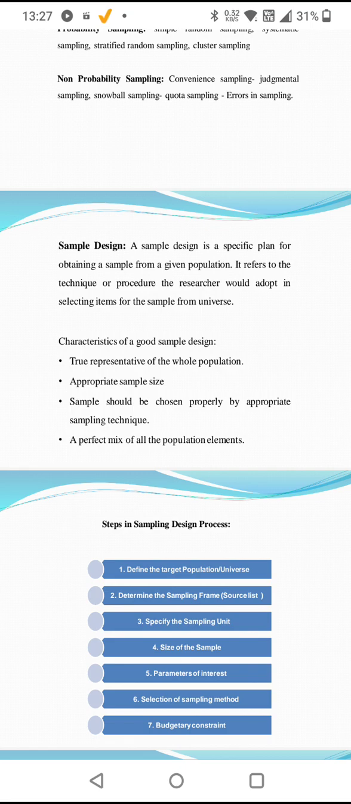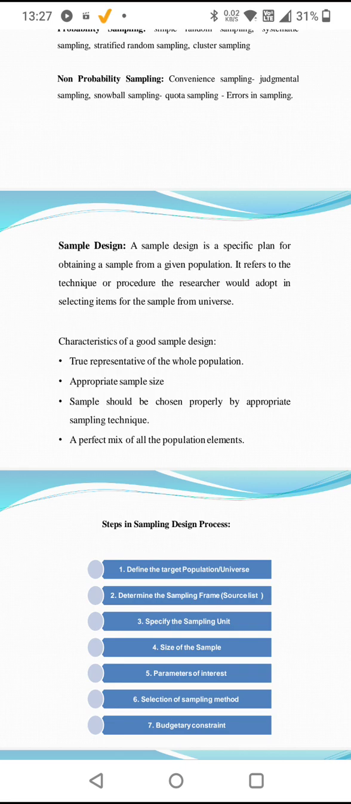So, implications of a sample design. A sample design is a definite plan for obtaining a sample from a given population. It refers to the technique or the procedure the researcher would adopt in selecting items for the sample. A sample design may as well lay down the number of items to be included in the sample, that is, the size of the sample.